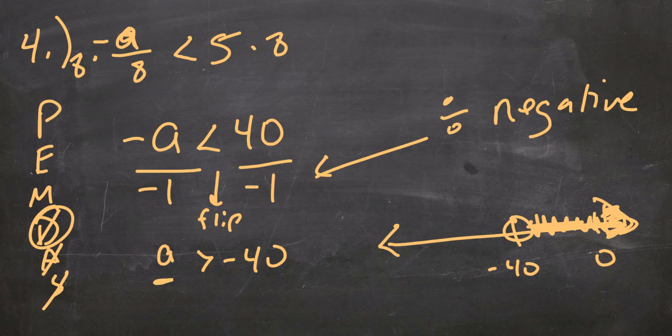So that means if I plug in 0, it should work. So I'm going to plug in 0 to the original problem. I'm going to get negative 0 over 8 should be less than 5. Well, 0 is less than 5. That's true. All right. So that means I shaded the right side.